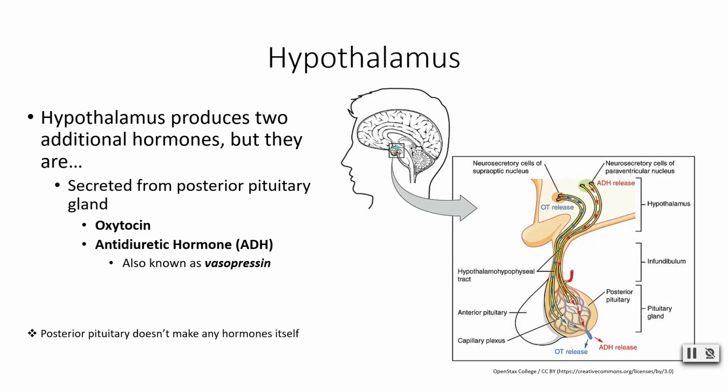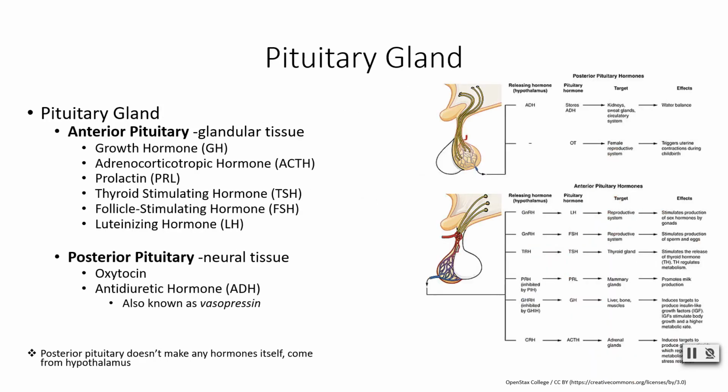Your posterior pituitary does not produce any hormones by itself. Okay, and that is pretty different from the anterior pituitary. We're going to see very quickly in the next slide or 2 that your anterior pituitary both produces and secretes quite a few hormones. So that's a pretty big difference there. See, look, we're already at the pituitary. I told you, it's coming up.